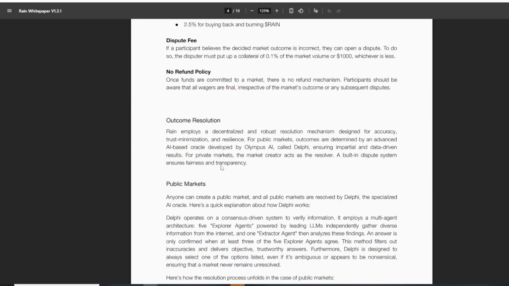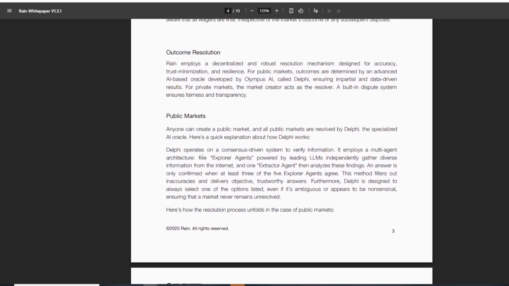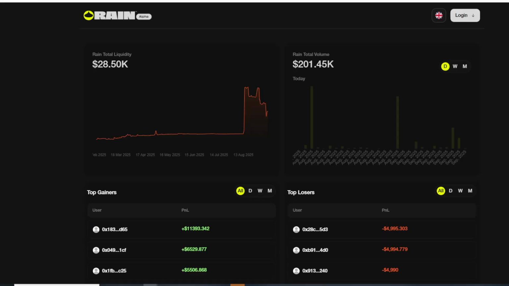Okay. So fees, so what do they take? Open a dispute. The dispute must have a collateral of, okay. No refund policy, fine. So right now, if you pop along to their site, they are currently in an alpha stage. So it shows RAIN total liquidity. So this is the liquidity of their token, total volume. So this is the total volume, daily, weekly.